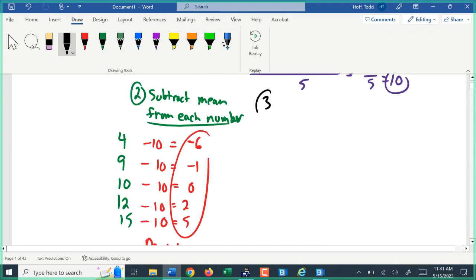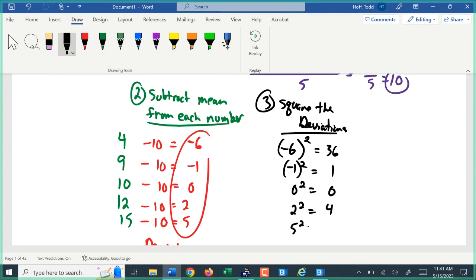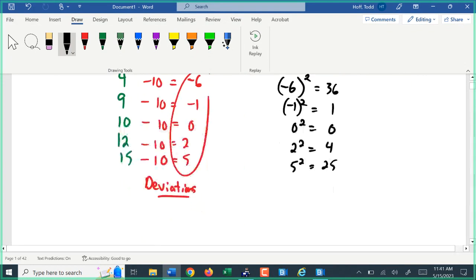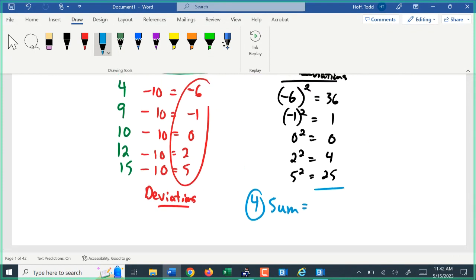Step 3 was to square the deviations. So remember, negative numbers squared are going to become positive, so be careful entering those in the calculator. Negative 6 squared is 36. Negative 1 squared is 1. 0 squared is 0. 2 squared is 4. And 5 squared is 25. Step 4 was to add them up. Find the sum of those squared deviations. And here it looks like they add up to 66.